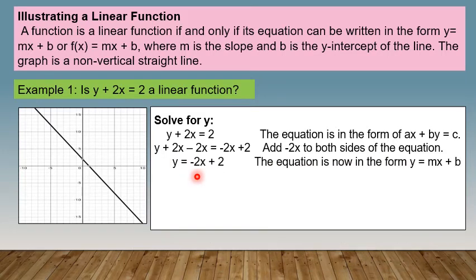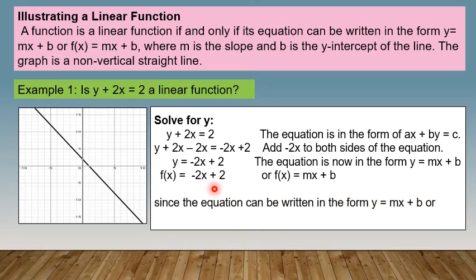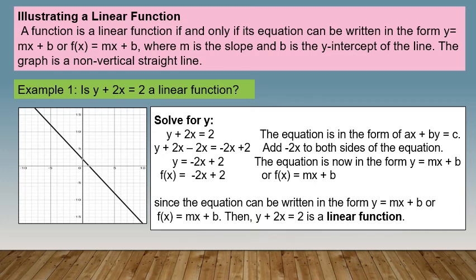And then what happens next? The equation is now in the form y equals mx plus b. So this one can be cancelled, and this is the new form, y equals mx plus b. And we can say f of x equals -2x plus 2. So this is a linear function. So we can say yes.